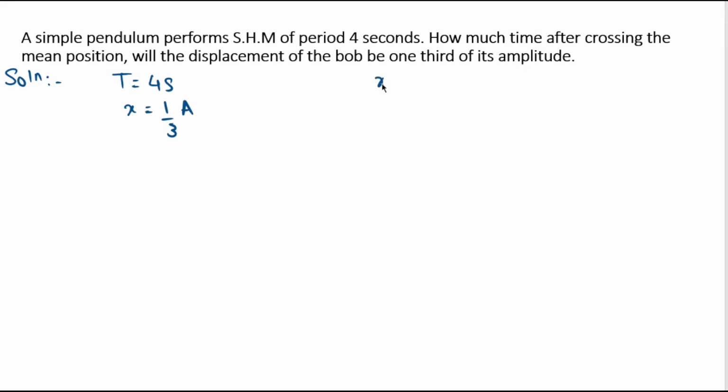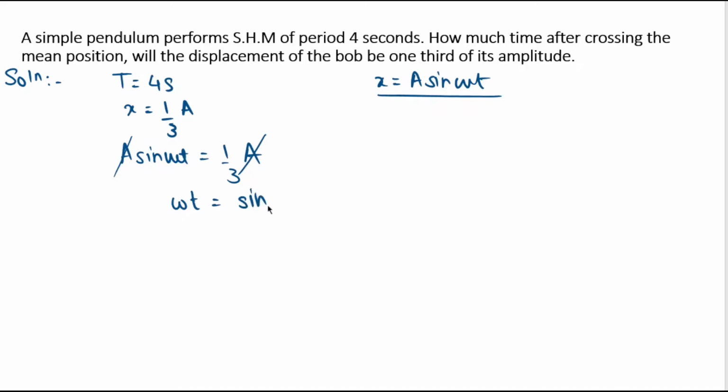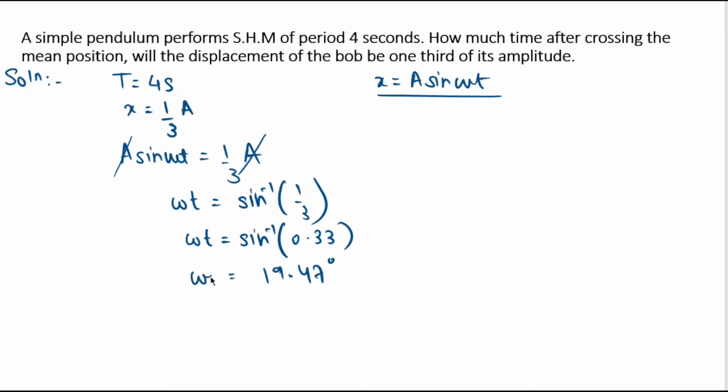Now we know that x is given as a sine omega t, and based on this equation we can calculate x at any given time t. So putting this value here, we can say that a sine omega t is equal to 1/3 of amplitude a, and a gets cancelled, which implies omega t is equal to sine inverse of 1 by 3, which is sine inverse of 0.33. Calculating the sine inverse of 0.33, we get 19.47 degrees, which is equal to omega t.